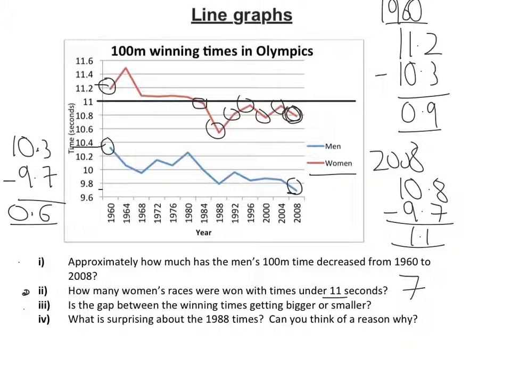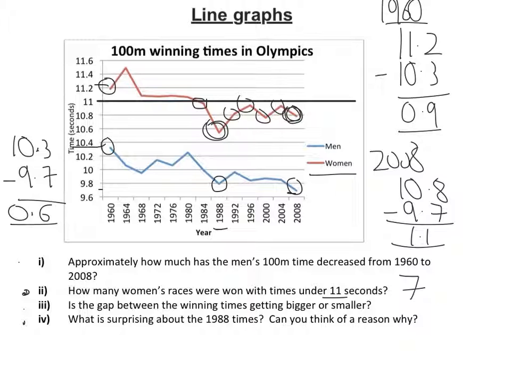It's now 1.1 seconds. Lastly, what's surprising about the 1988 times? Well, here's 1988, so it's that time there and that time there. Well, they seem a lot lower than what they should be, okay? Because the performances after it and before it are higher. So can we think of some reasons why?